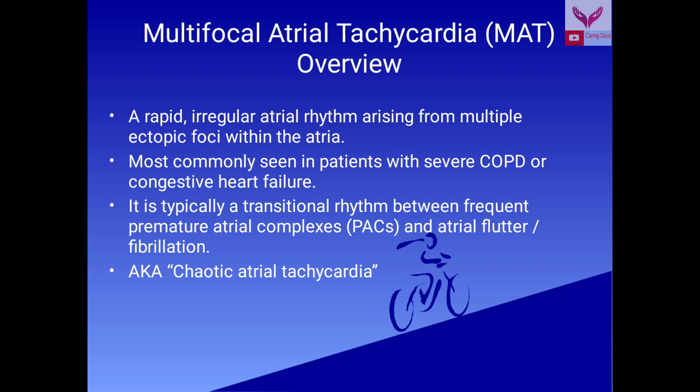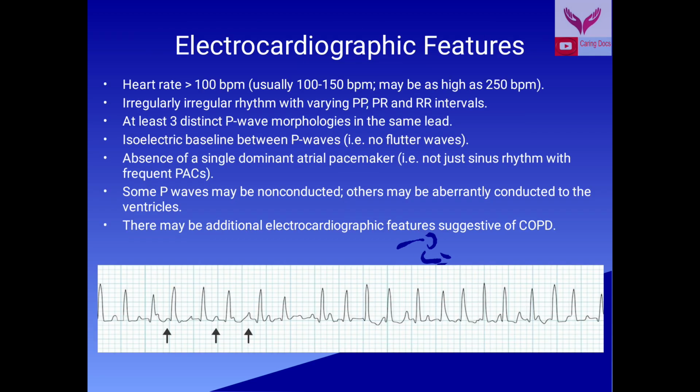Multifocal atrial tachycardia. It is a rapid, irregular atrial rhythm arising from multiple ectopic foci within the atria. It is most commonly seen in patients with severe COPD or congestive heart failure. It is typically a transitional rhythm between frequent premature atrial complexes and atrial flutter or fibrillation. It is also known as chaotic atrial tachycardia.